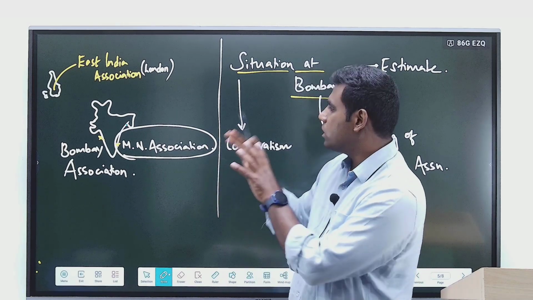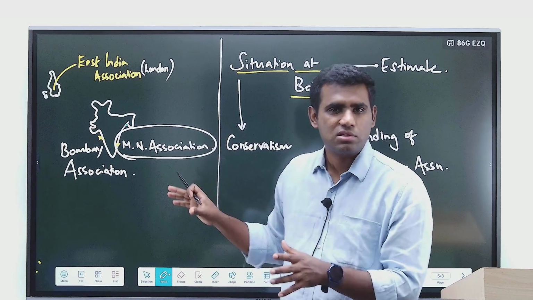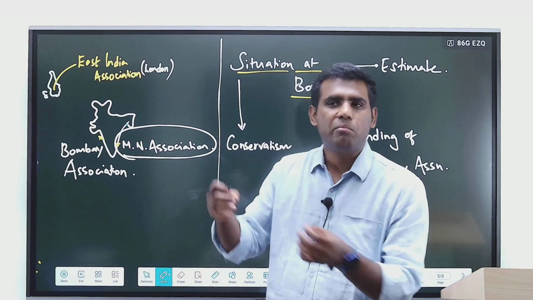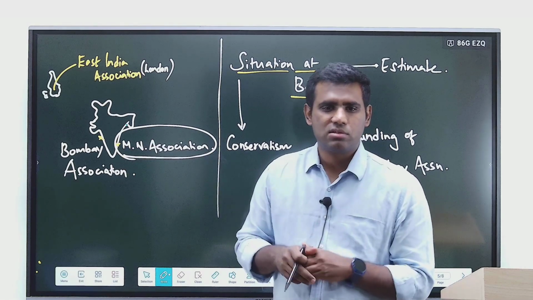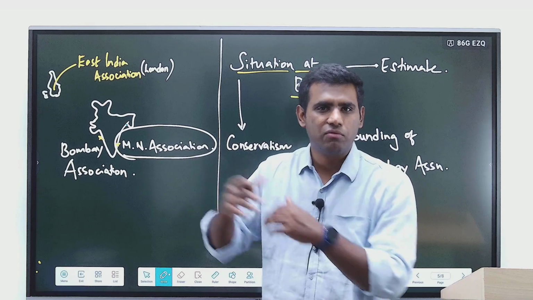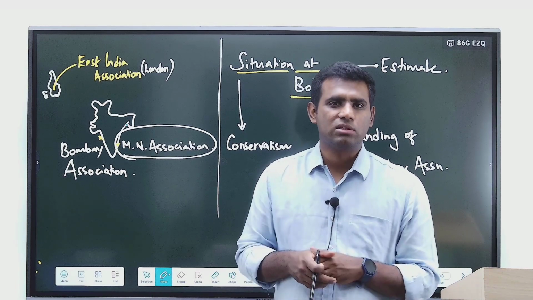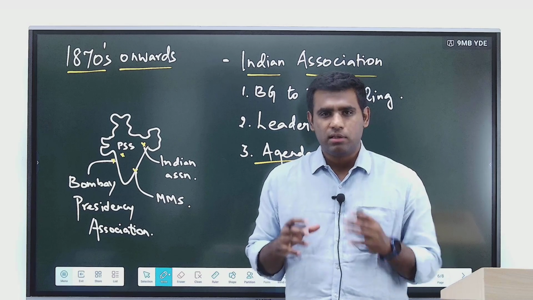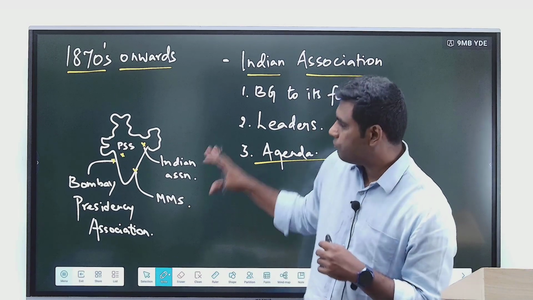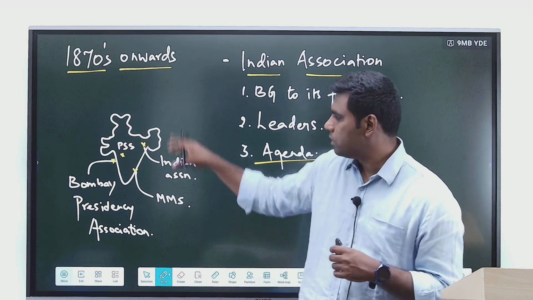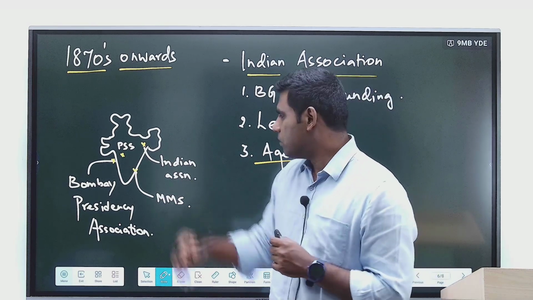Now you know the objective of formation of all these associations and who the important members associated with them were. Now let's move on to the next phase of formation of political bodies, which is the second phase. In the second phase of associations, different associations came up in different parts of India. I'll just tell you the names of these associations.